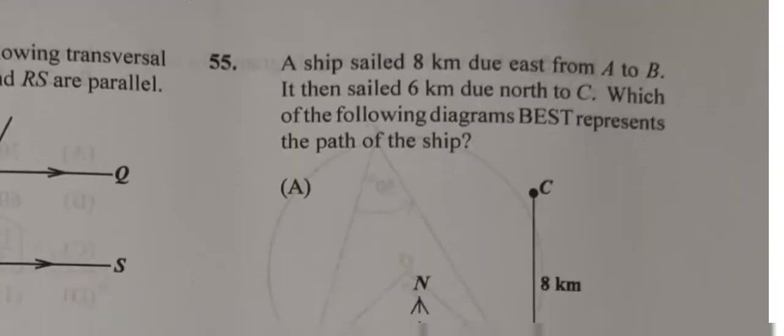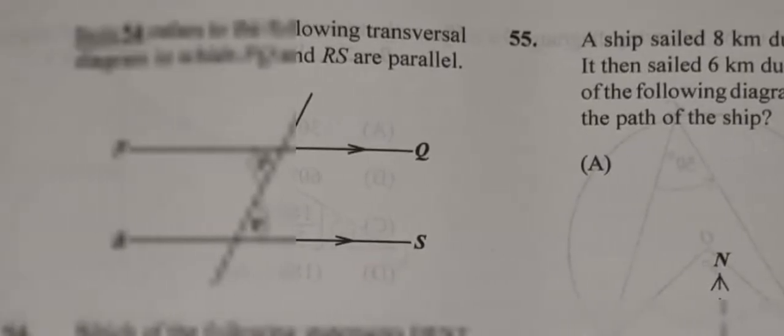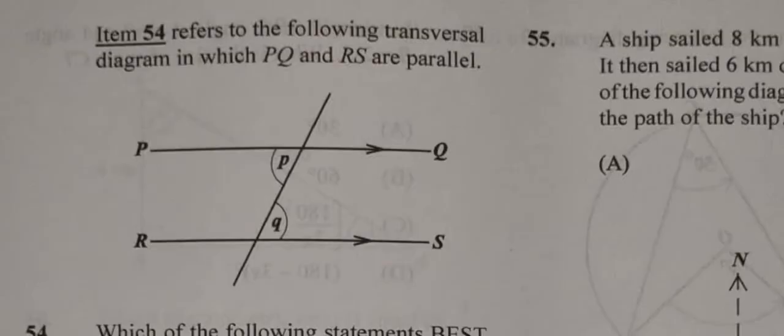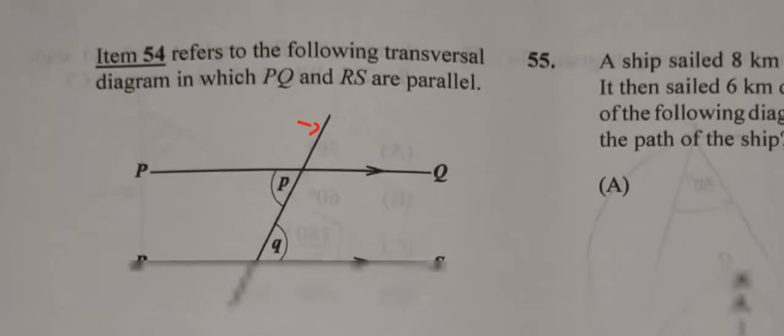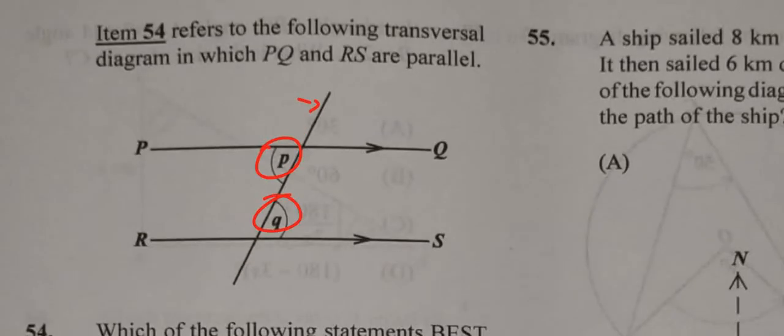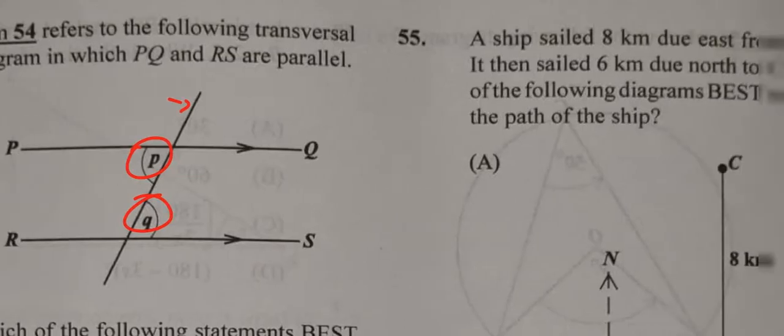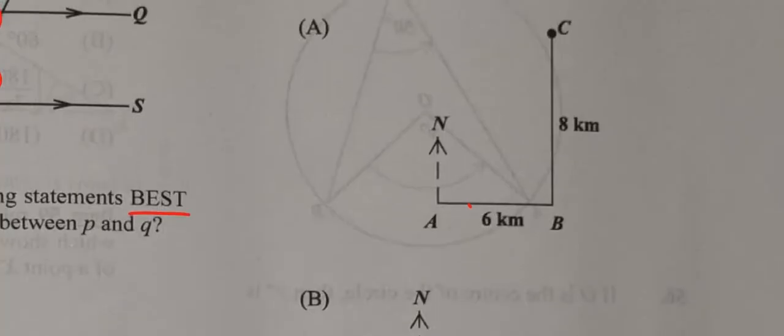All right, let's look at the next one. So we have the transversal here and the pair of parallel lines PQ and RS. P and Q are basically alternate angles. P is equal to Q. The best explanation for these is that P is equal to Q. They are alternate angles, and alternate angles are equal. All right, so this angle here is equal to this one. Let's look at 55.